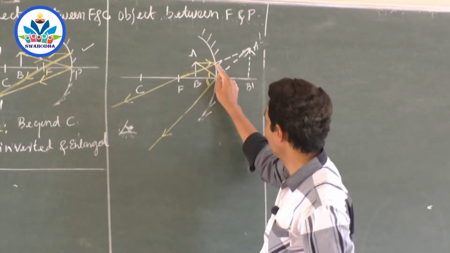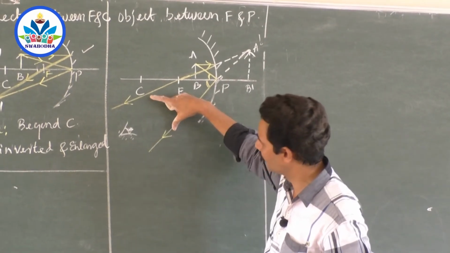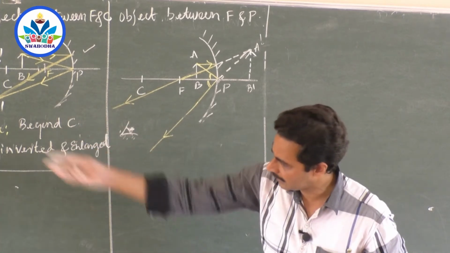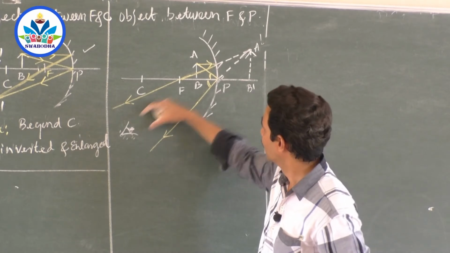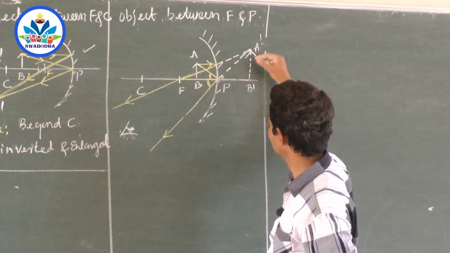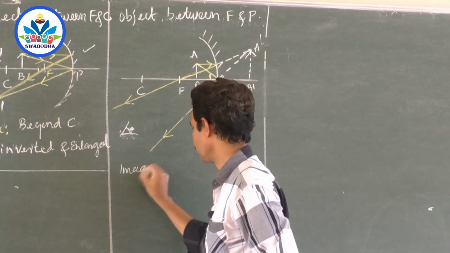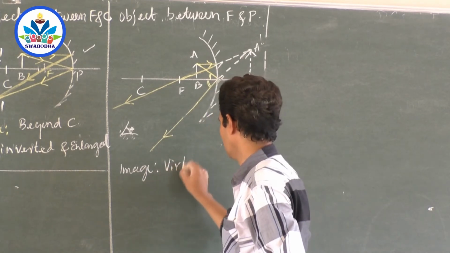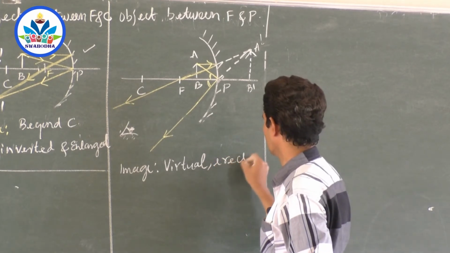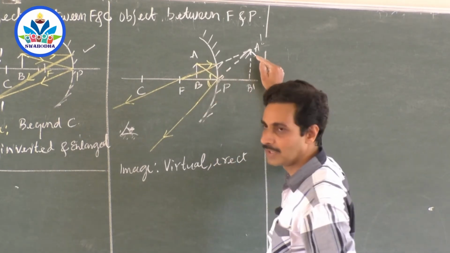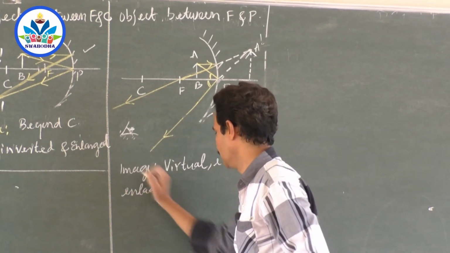So, one ray parallel moves to the focus, another ray incident on the pole at some angle gets reflected like this. They never meet as we got in the earlier cases. They never meet, they diverge. But for a person observing from here, it looks as if they are coming from here. This is the virtual image. So, object between focus and pole. What about the image? Image is virtual and erect, because you have the candle flame here, image flame here at the same place. Virtual, erect and enlarged image is formed.